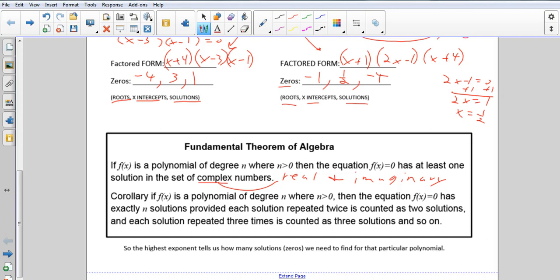So in other words, we're always going to have at least one solution. If we have a parabola, it might hit only once. It could hit twice. It may not hit the x-axis at all, but that's still going to be two imaginary answers, which is in the set of complex numbers.